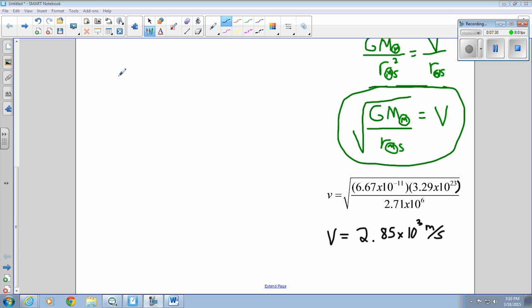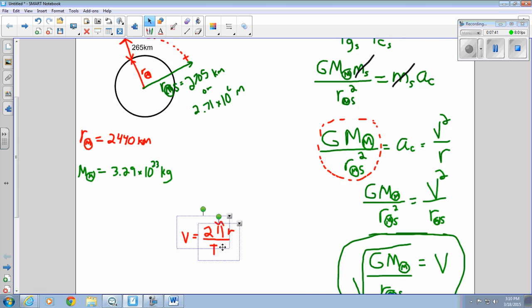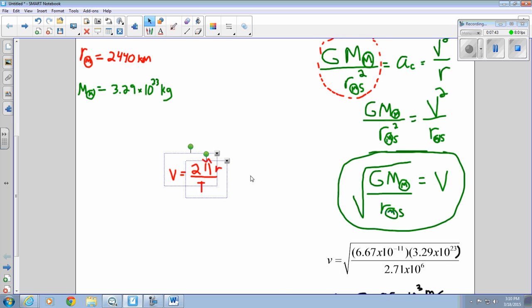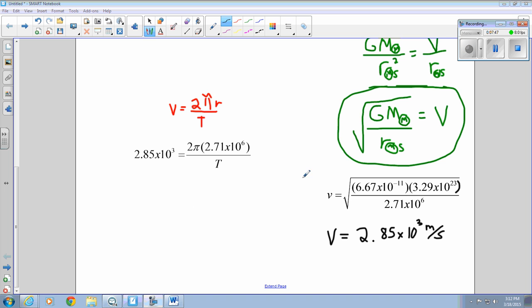To figure out the period, just put it into the v equals 2 pi r over T equation. Calculating for the period, we would get a period of 5,970 seconds.